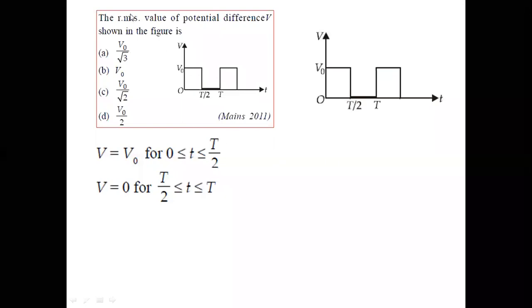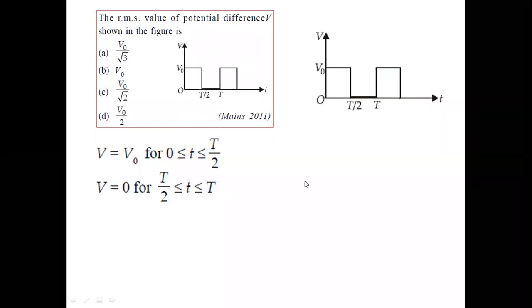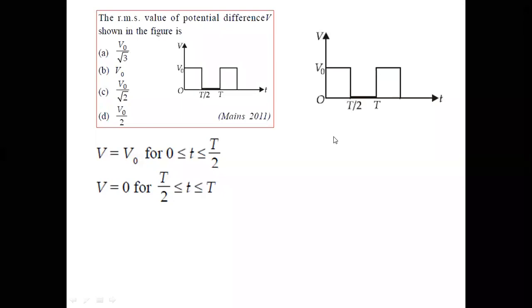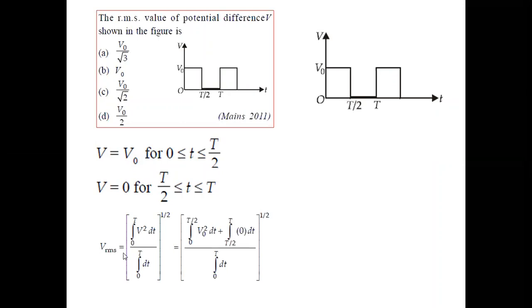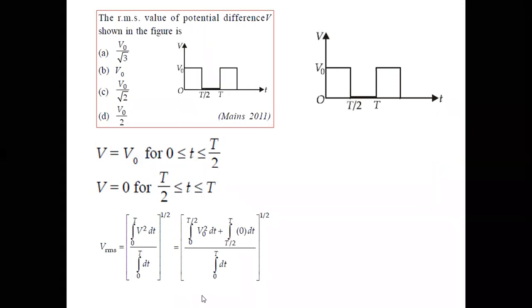Now the question is, what is the RMS value? V_RMS, for our sinusoidal function, is V0 by root 2. We'll cross check here also. RMS value is given by: first square the value, then take an average, then take a root. Let me do the mathematical part. It's a little bit bigger one, looks like this. Average of a function is given by, I hope you remember, 1 upon time period times the integration from 0 to T of the function and dt.